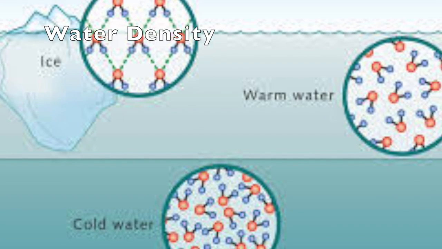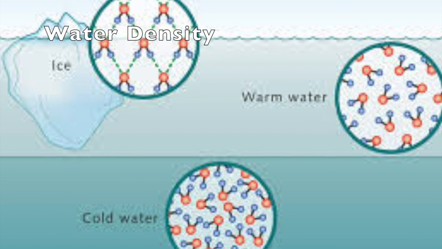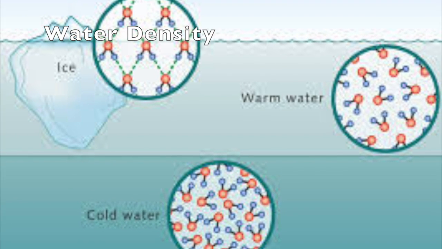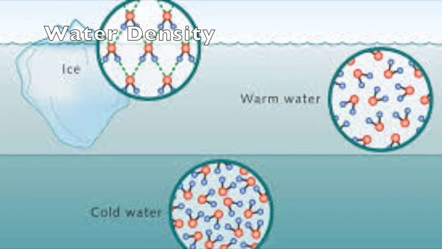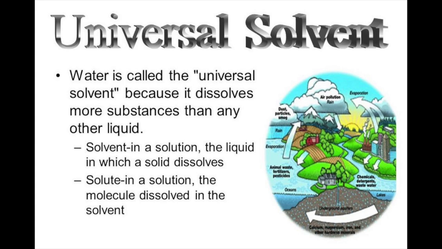Water is actually most dense at 4 degrees Celsius, or 40 degrees Fahrenheit. However, as it continues to cool, the hydrogen bonds adjust to hold the negatively charged oxygen atoms apart, which makes the water less dense. Water is also known as a very good solvent.